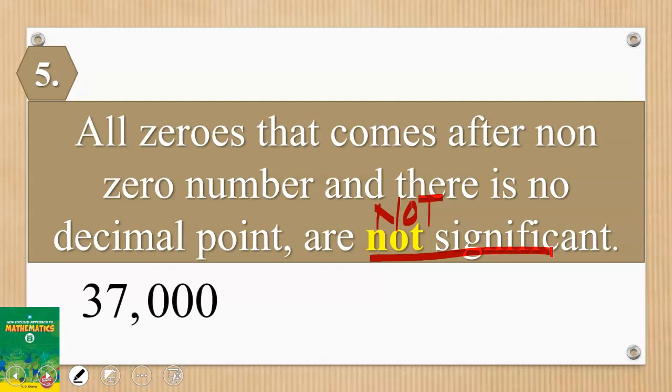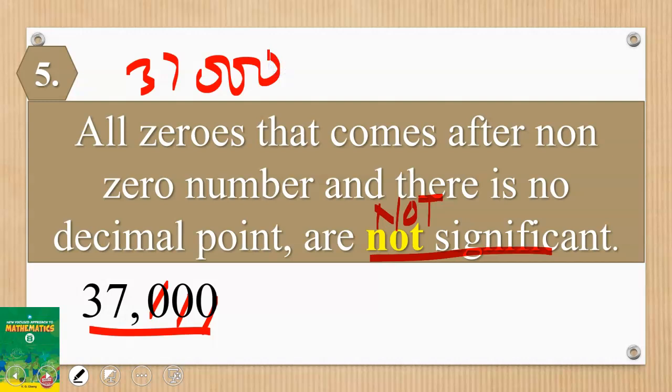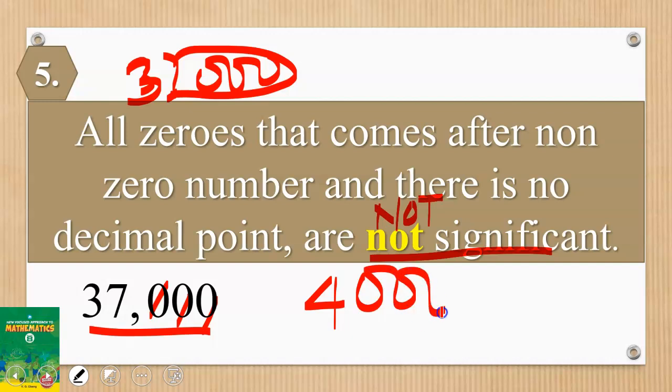All zeros that come after a non-zero number and have no decimal point are not significant. For example, if I write 37,000, these 3 zeros here are not significant. So here I will say I have only 2 significant figures in this number, 37,000. So if you ask me to round 37,000 to 1 significant figure, I'm going to have only 1, that's 3. But because the 7 here is 5 or above, I'll round it up and make it 4. Then I will replace all this with zeros, 0, 0, 0, 0.